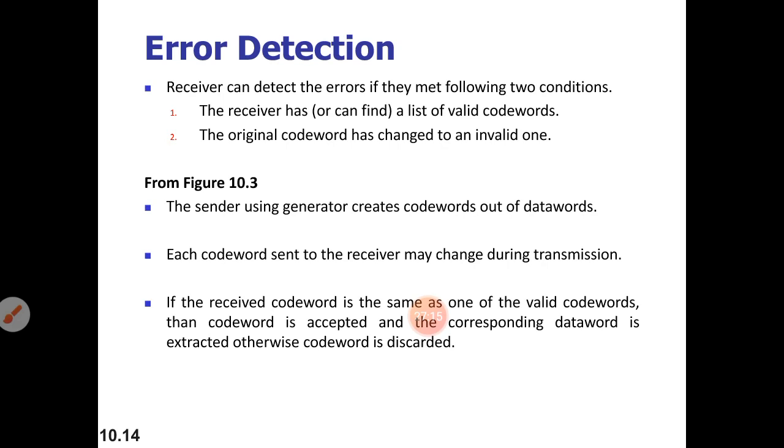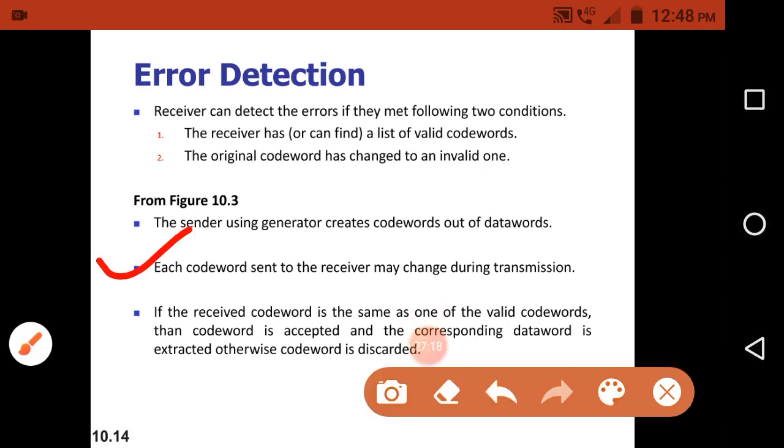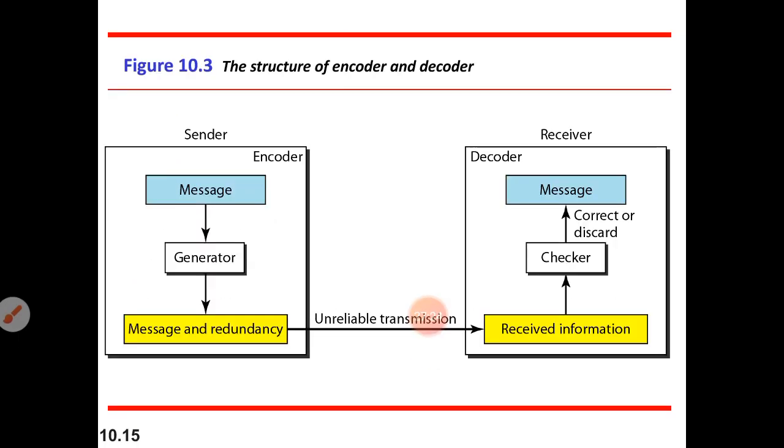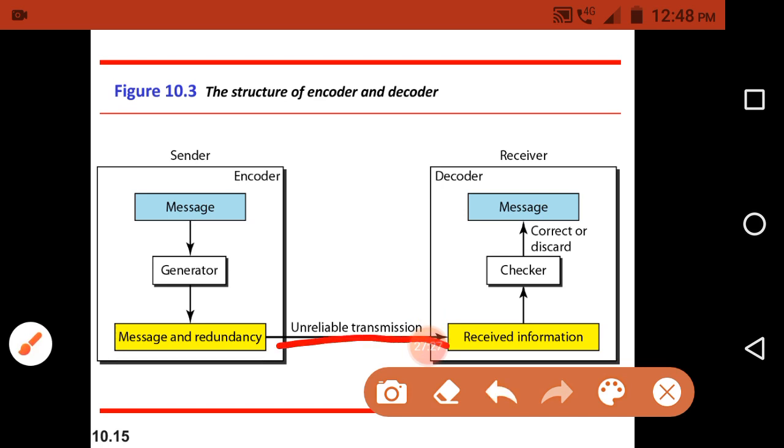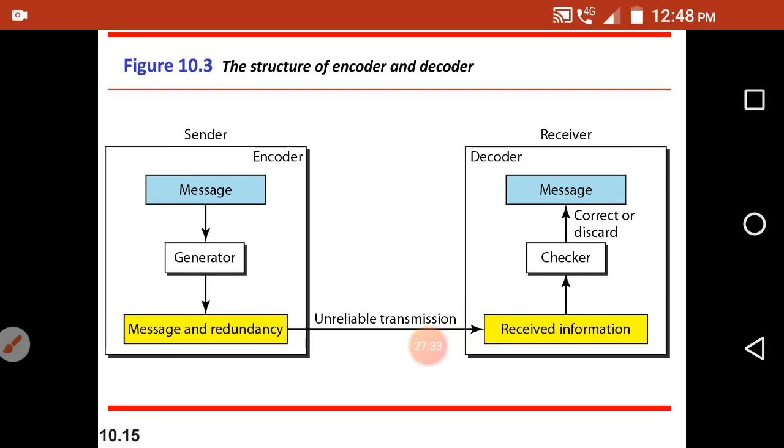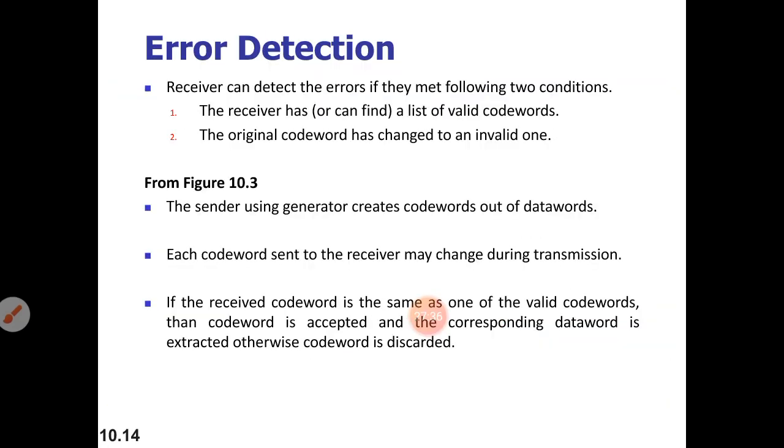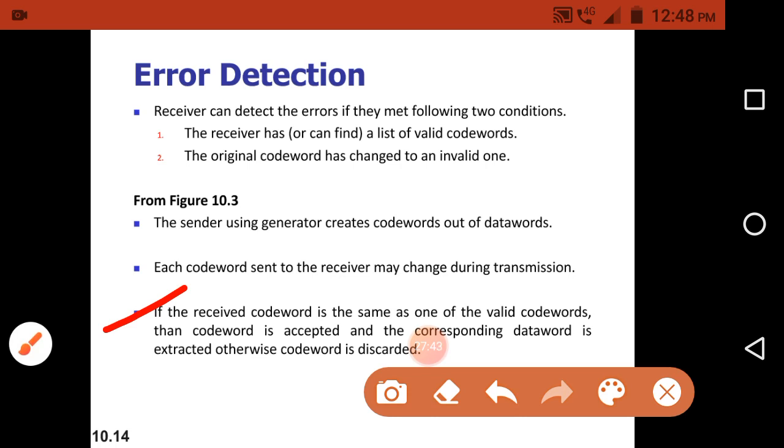Each code word sent to the receiver may change during the transmission. So the created code word is transmitted over the media, and that is received at the receiver. The third point is that if the received code word is the same as one of the valid code words, then the code word is accepted and the corresponding data word is extracted. Otherwise the code word is discarded.